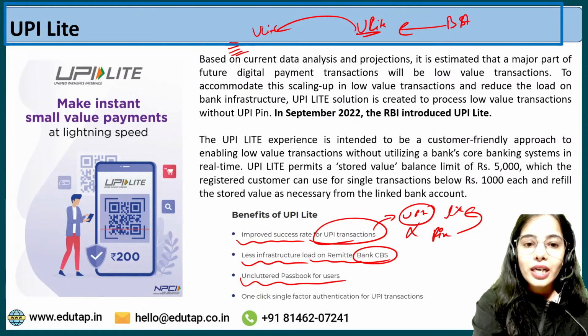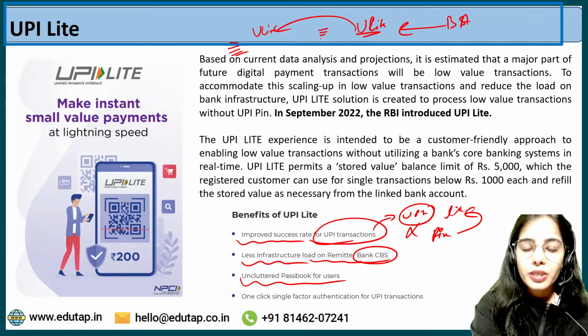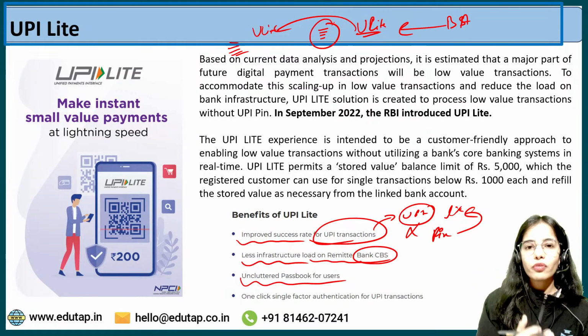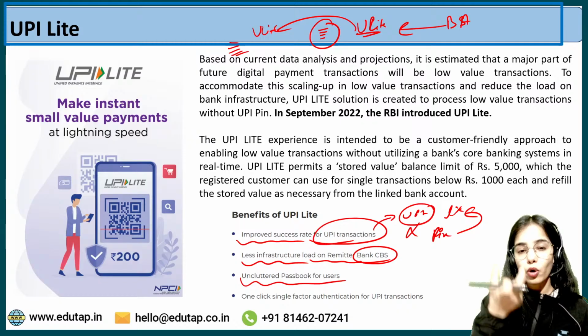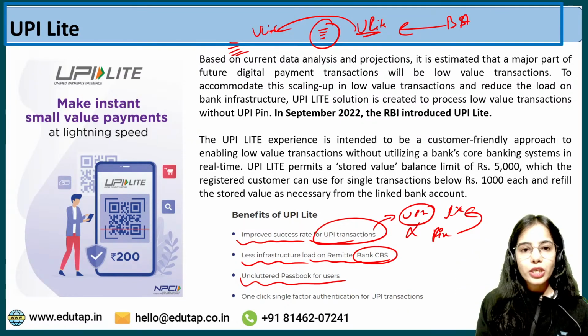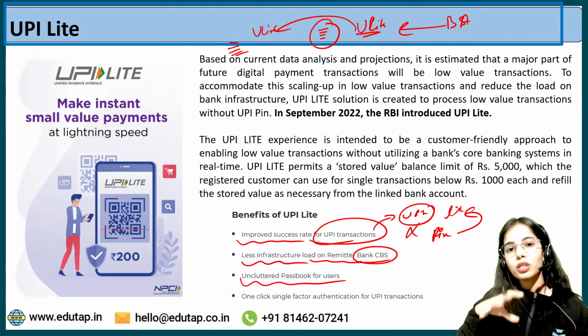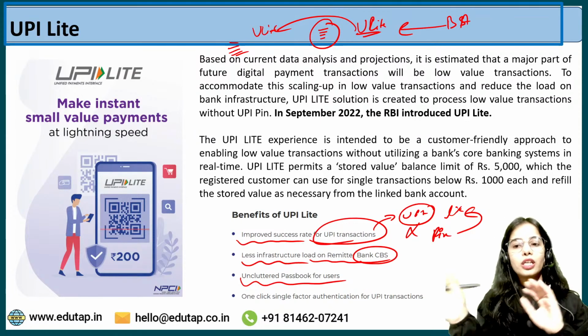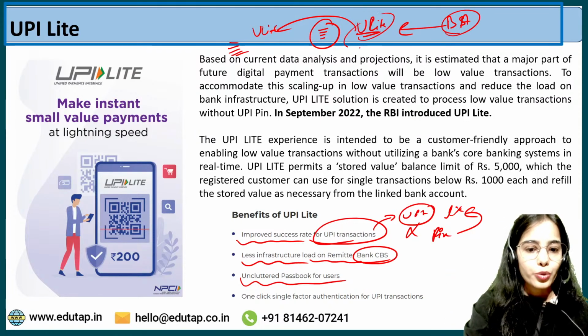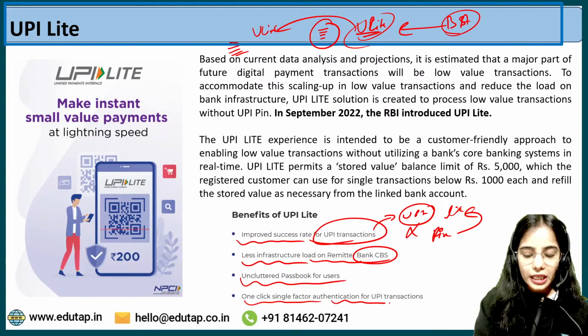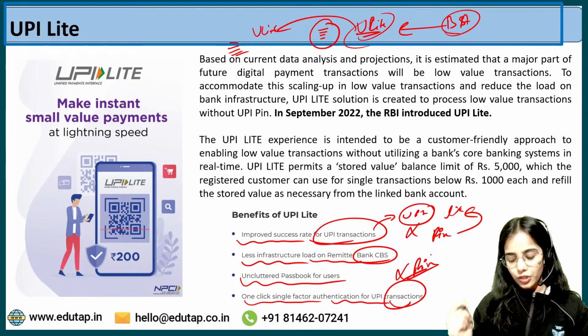So rather than 15 rupees, 20 rupees, 30 rupees, 10 rupees, rather than so many numbers being shown in the passbook that clutters your passbook, now only one transaction will be shown from bank account to UPI Lite. One click single factor authentication for UPI transactions. No PIN is required for the UPI Lite transactions. Okay, this is the idea.